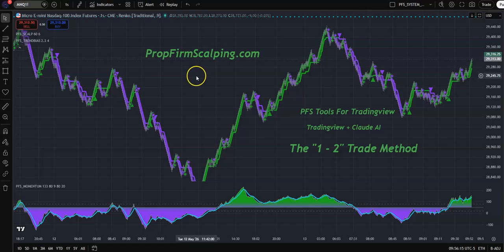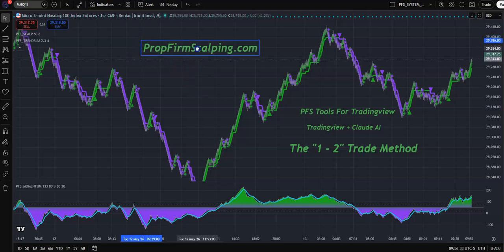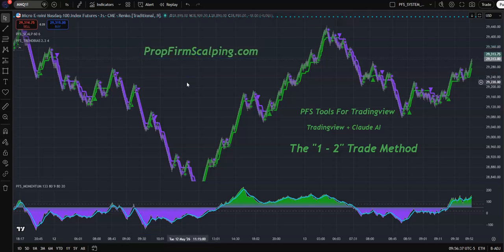These are TradingView only tools, and I've had a little bit of discussions with the guys that run deep charts. Right now, they're not letting third-party tools on. It is something they're considering. The guys at Prop Firm Scalping really want their tools on deep charts, but I don't know if that's going to happen anytime soon, but we'll see.